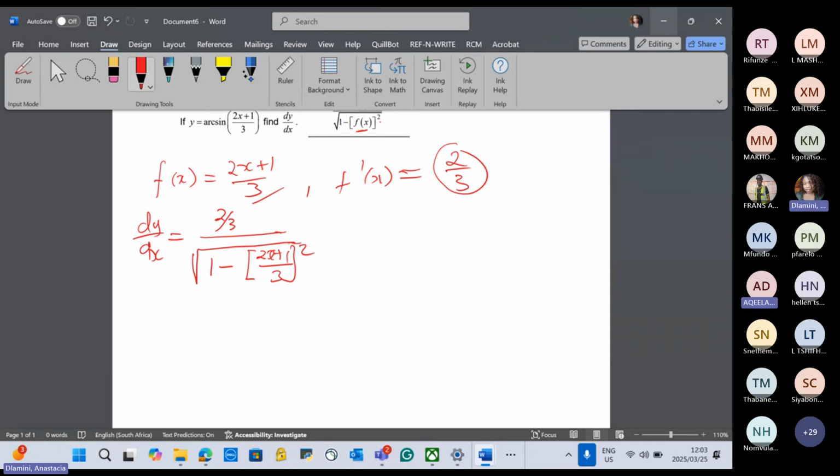Shouldn't we square the bracket? Okay, let's square the brackets. 2 over 3 over the square root of 1 minus the squared bracket. So this will be (2x plus 1) squared over 3 squared. Are we all okay up to that point? Yes, ma'am. Don't copy from the study guide. I want you to do what your heart is telling you to do. If it's correct, then it's correct.